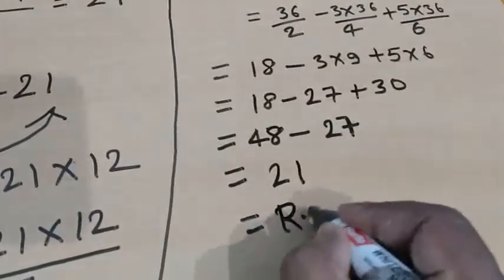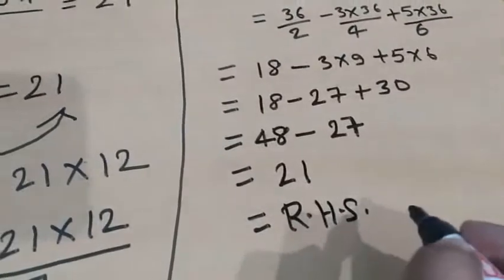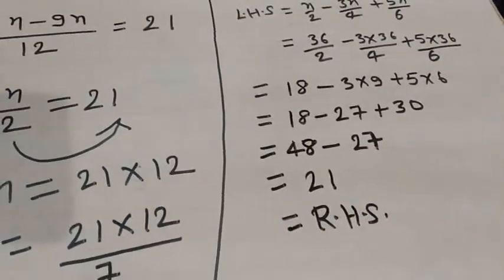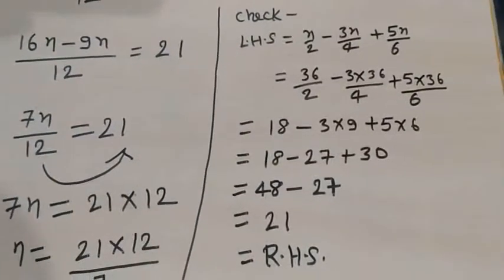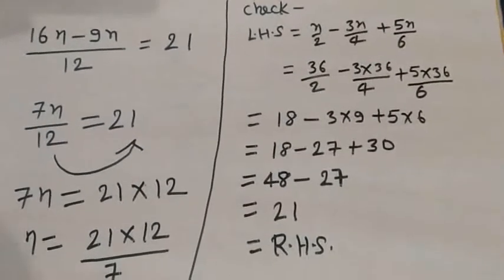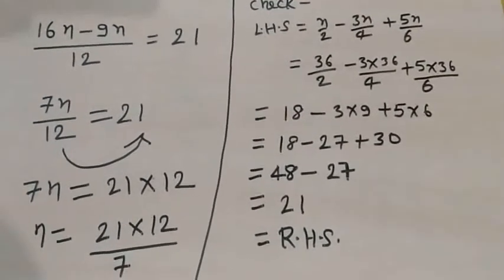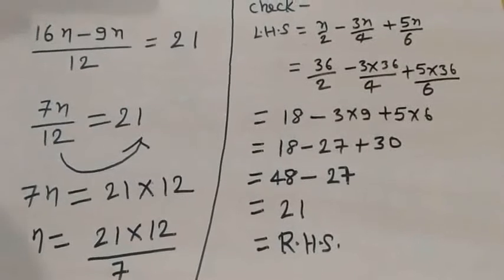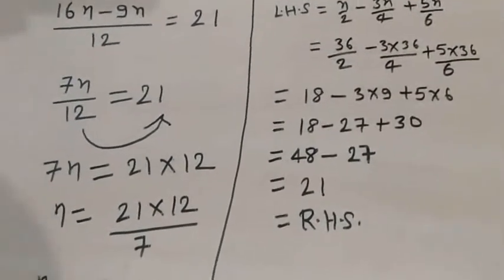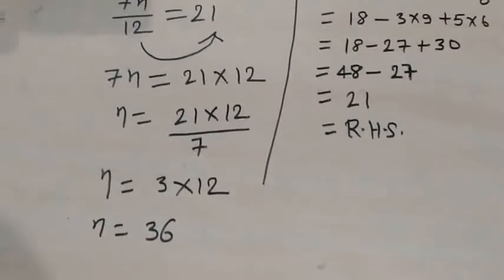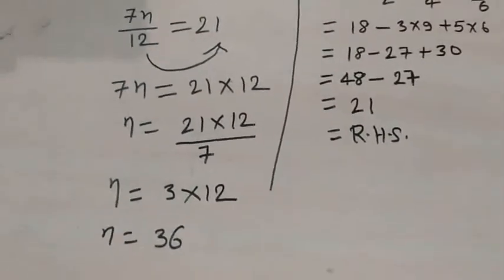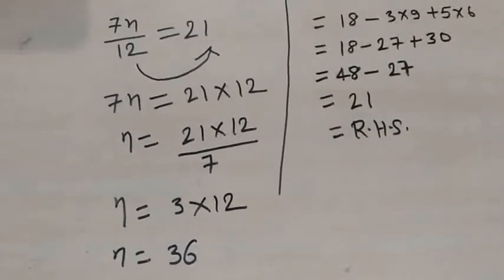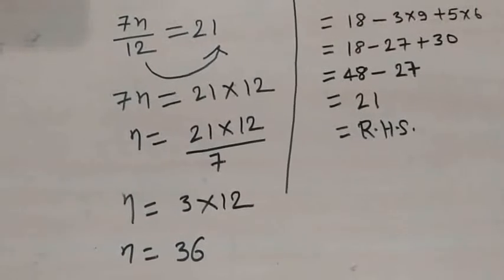Okay, so you can see we solved the left hand side and reached the right hand side. This is the right hand side. Okay, so you can see here we solved the left hand side and it equals the right hand side. It means that our solution n is equal to 36 is right. Okay, so now we are going to solve question number 3.